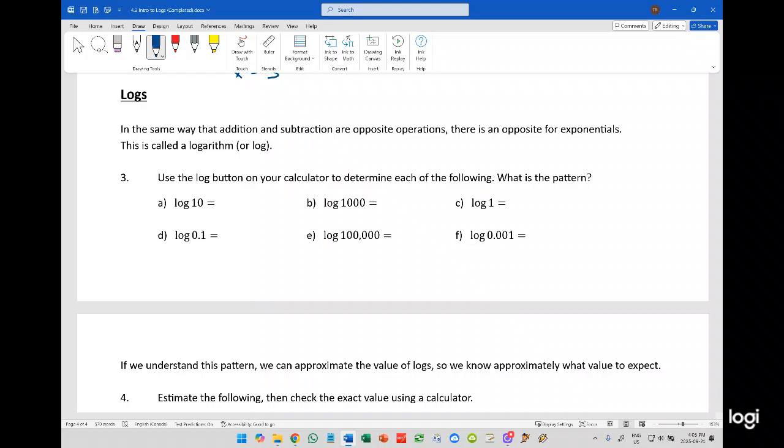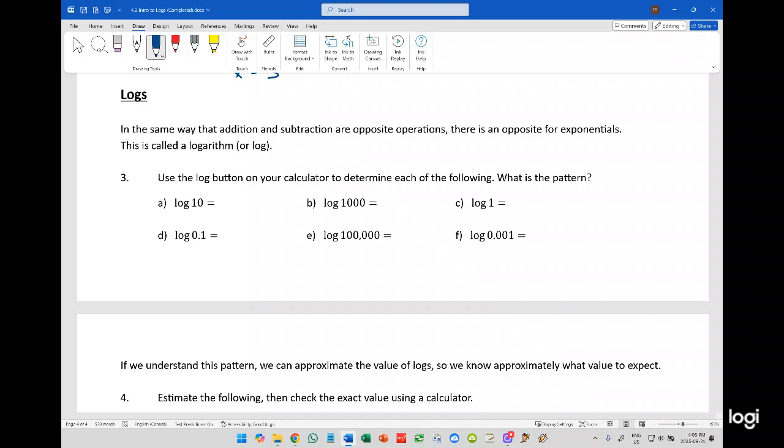I do not want you to touch the ln button at any point in this course. I will not accept ln on the test. I will not mark ln. I know that it can be used to solve these questions, but we're not going to. We're only going to use the log button. I want to be super clear on this. If you use the ln button, no marks.